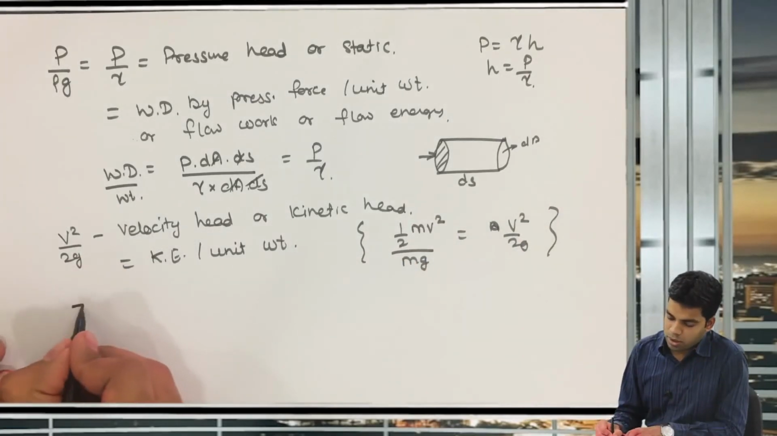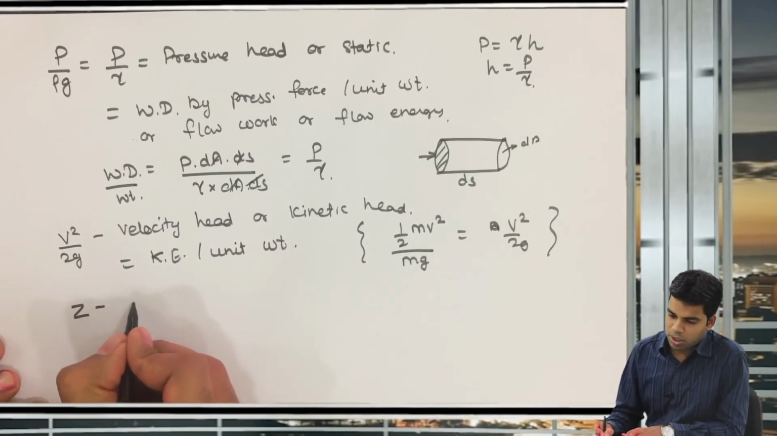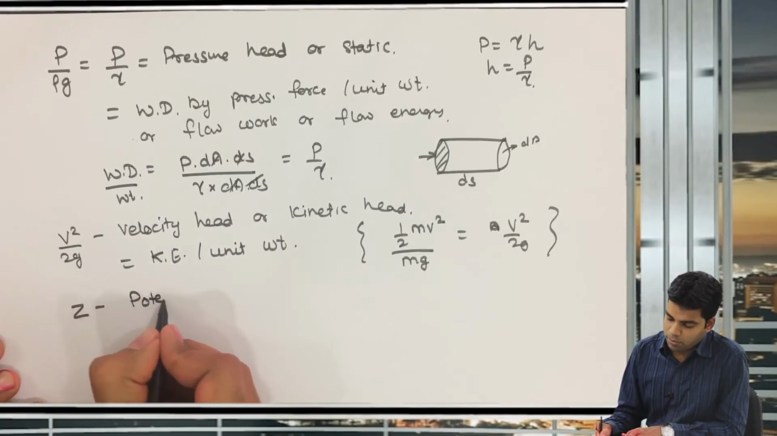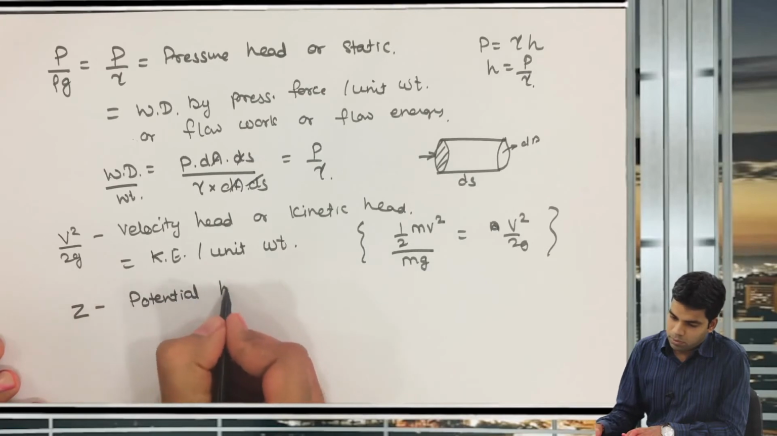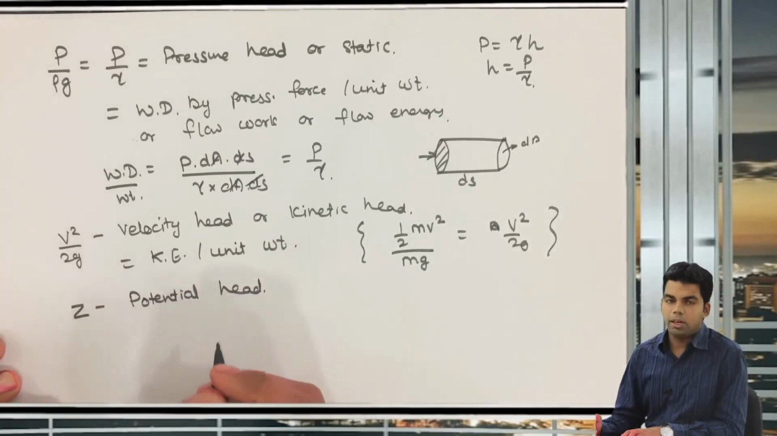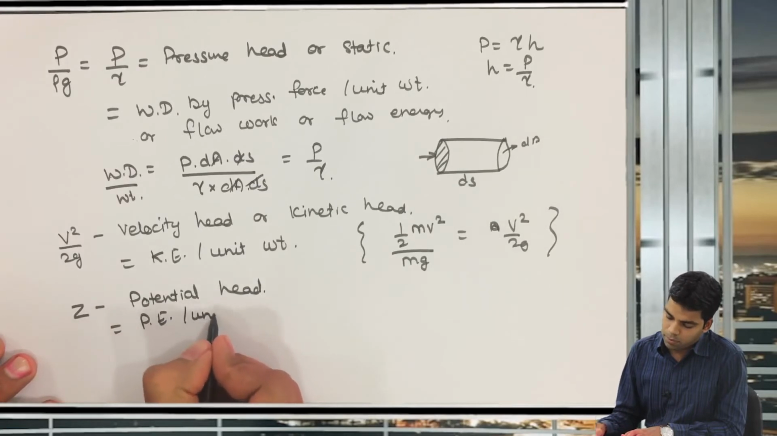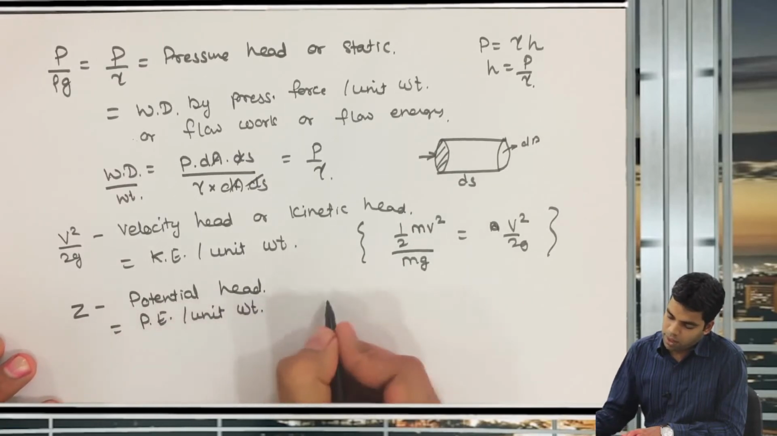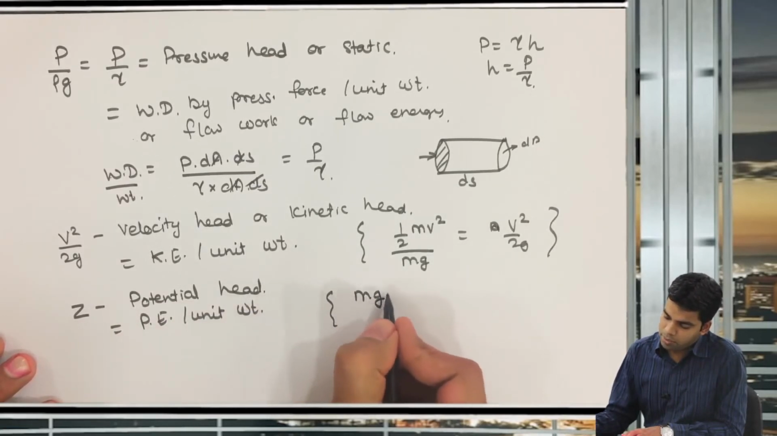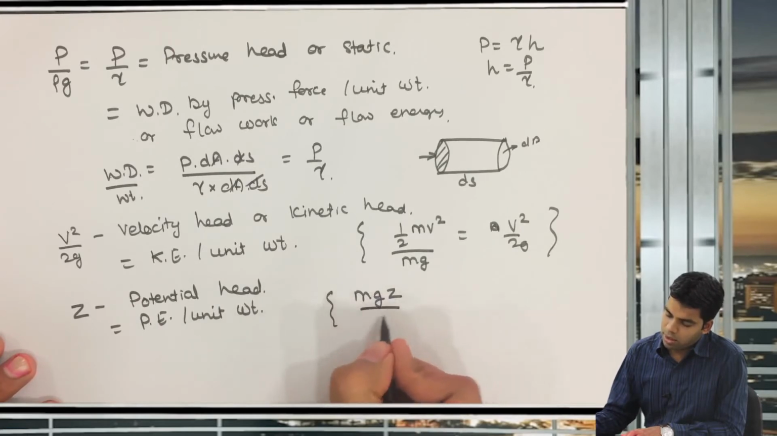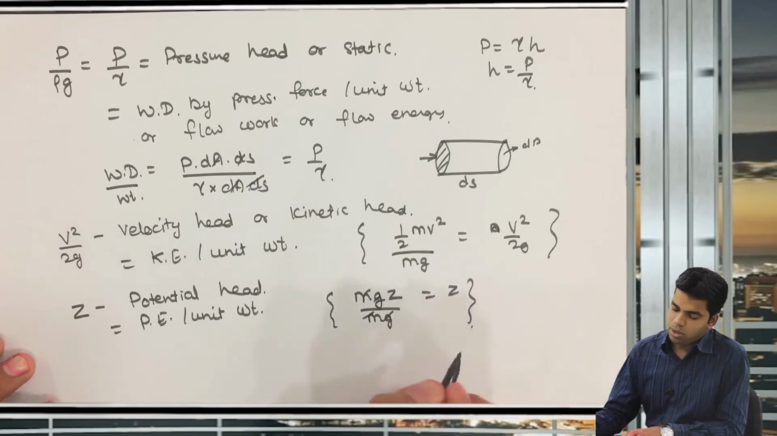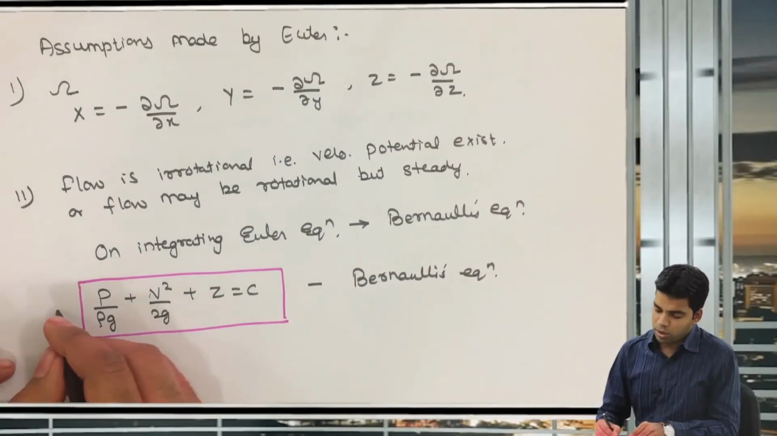Similarly, one more term was there, that is Z, which is potential energy or potential head or datum head. Or you can call it potential energy per unit weight. Why so? Potential energy is mgz divided by weight mg, we will get Z. So this is P by rho g plus v square by 2g plus z.